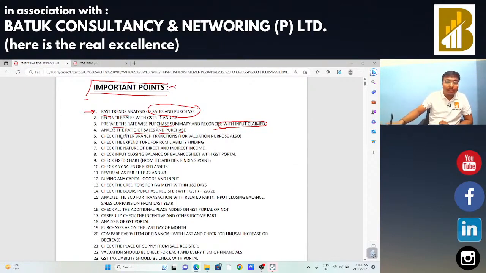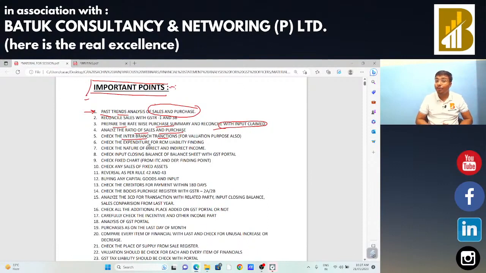Next, check the inter-branch transactions. Suppose my head office is in Rajasthan and my branch office is in Gujarat, and I am going to transfer the product from my Rajasthan head office to my branch situated in Gujarat. In that case, sir, I need to charge GST because I am doing this activity as a distinct person.